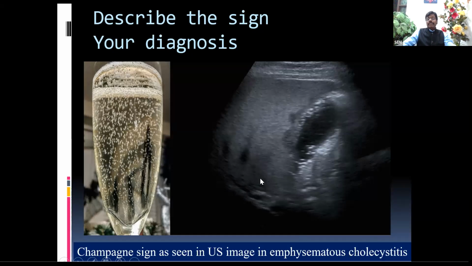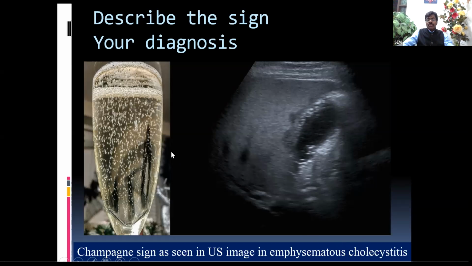This is emphysematous cholecystitis. See, there are some white areas. They are nothing but bright echoes within the gallbladder wall. Also there are some bright echoes within the gallbladder itself. So they are all gas within the wall and occasionally within the lumen. If it is only inside, it is called pneumobilia. But if it is mainly in the wall, that is emphysematous cholecystitis.